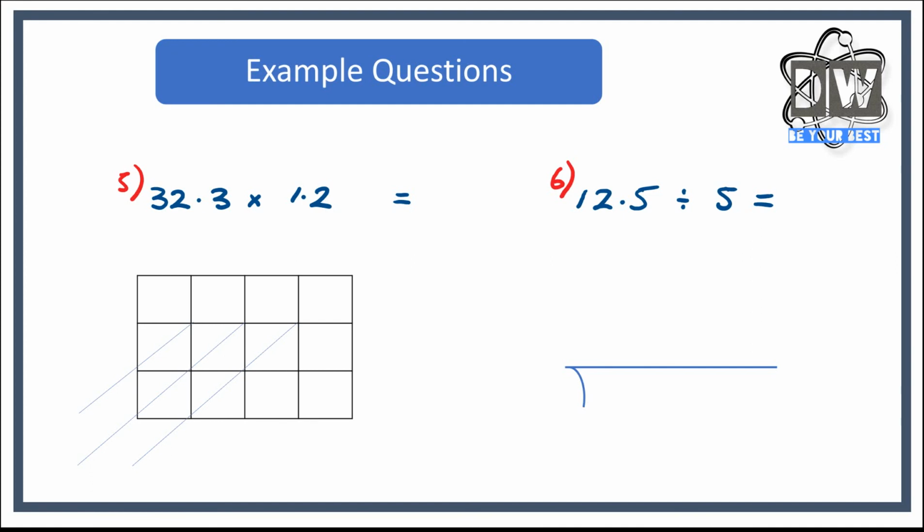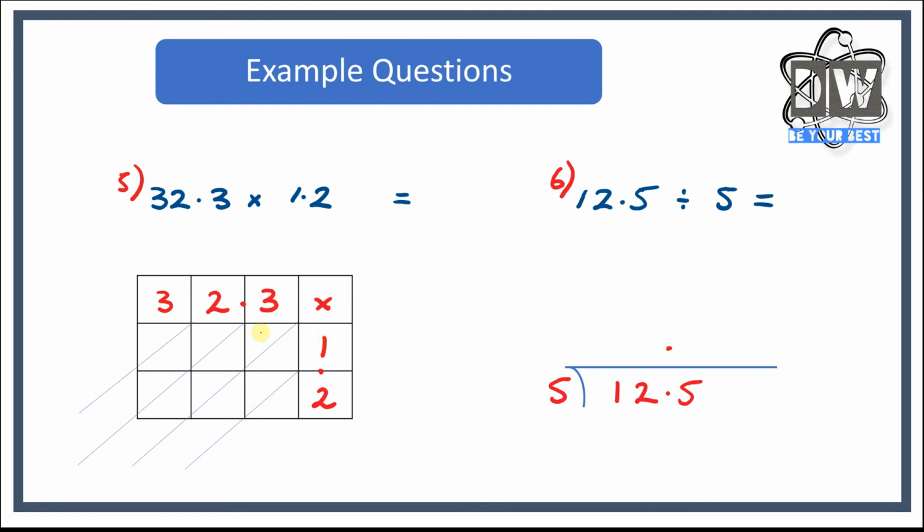So here we go. First step is to put all of that information in. So I've got 32.3 timesing by 1.2. I'm going to go over and do the division now. So first step would have been just to do it as it is because we don't need to change it. Okay? We've got 12.5 divided by 5. And look, I've already put my decimal place in my answer just to make sure I don't muck it up. Let's go and do the multiplication first.